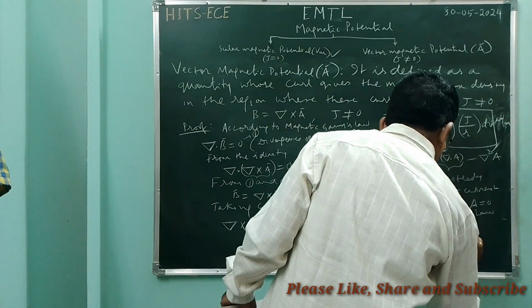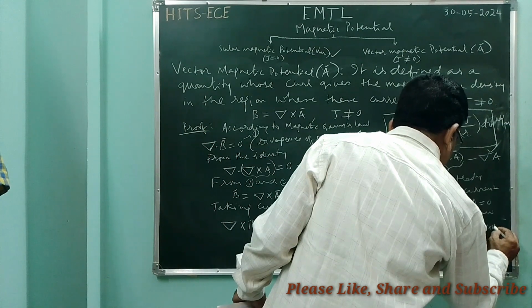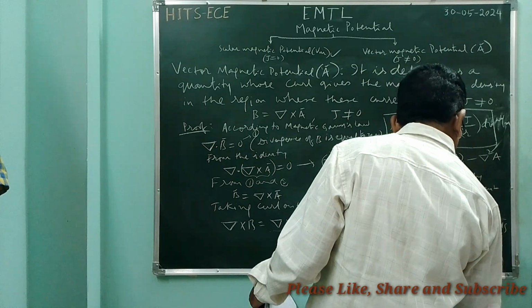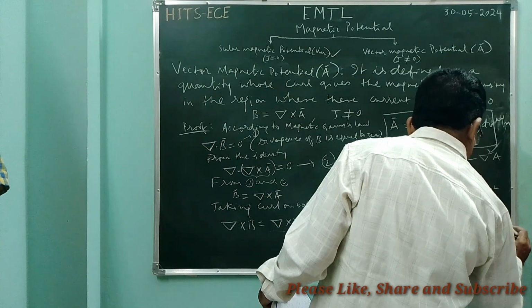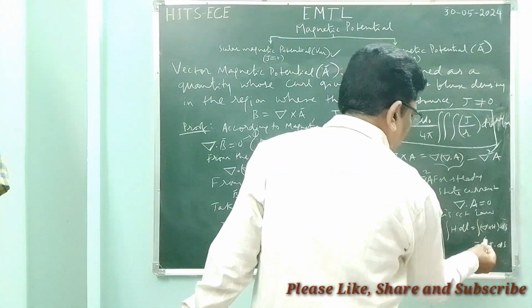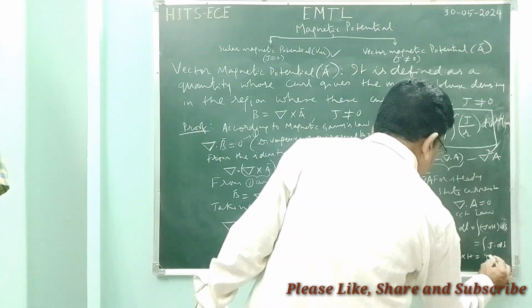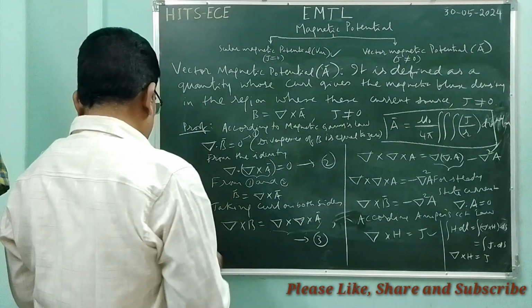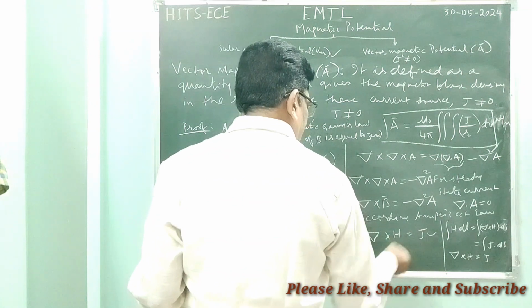That is, integral H dot dl is equal to integral del cross H dot ds, which is equal to integral J dot ds. Del cross H is equal to J from this. If we equate these two and differentiate on both sides, we will get del cross H is equal to J. That I have written here.